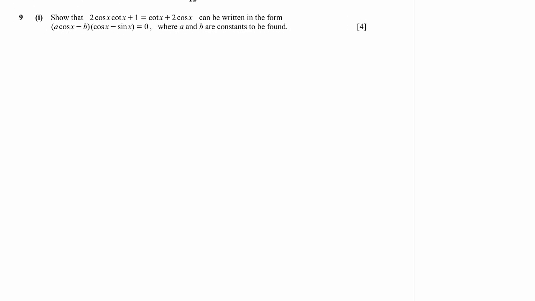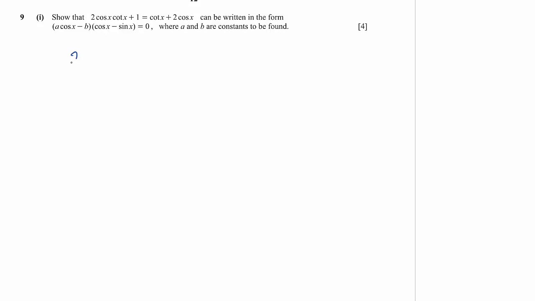Show that 2 cos x cot x + 1 = cot x + 2 cos x can be written in the form (a cos x - b)(cos x - sin x) = 0, where a and b are constants to be found. Okay, so let's just bring everything to one side.